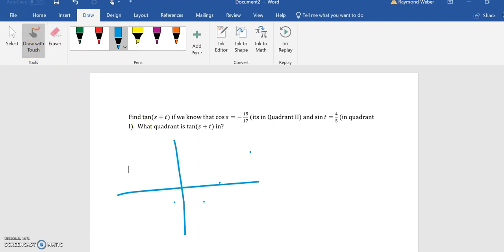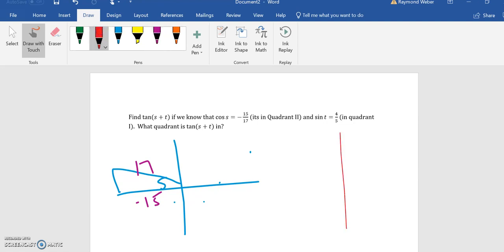So this is in quadrant 2, so we're over here, and this is S, okay? And we know that this is the negative 15 and 17. And we're just using the fact that cosine is adjacent over hypotenuse. The hypotenuse has to be positive, but cosine is negative, so this has to be the negative part.